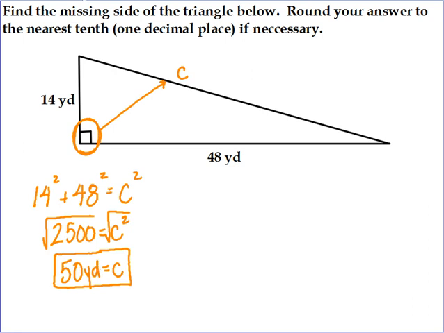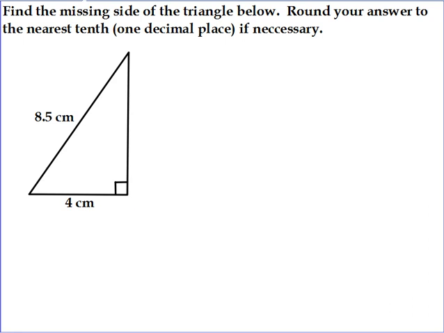Now, that was if we're solving for C. If we have to solve for A or B, it's a little bit different. So here's my right angle. Here is C. So now I can make this A and this side B, or I could have made this B and this A. It doesn't matter. Okay, but now when I set up my Pythagorean theorem, I have 4 squared plus B squared equals 8.5 squared.